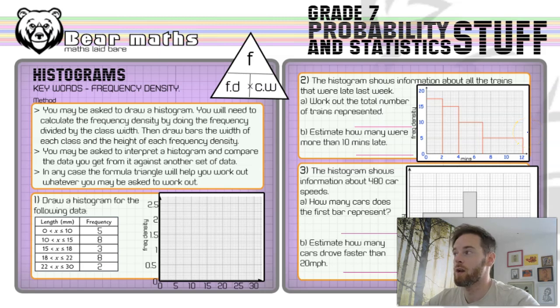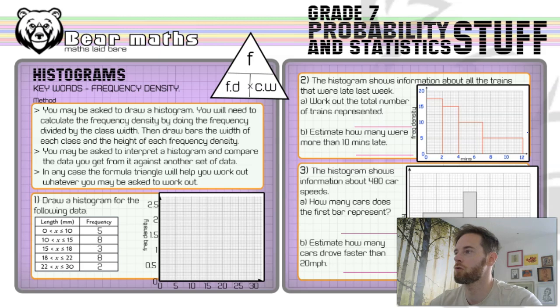This one is on histograms. The keyword or key phrase I've got for you is frequency density. Now frequency density is how much of something there is per unit of measurement that the data has been recorded in. And the triangle that I've drawn for you is the most useful thing for you to remember on this topic really. If you want to work out the frequency density, it's frequency divided by class width, etc.